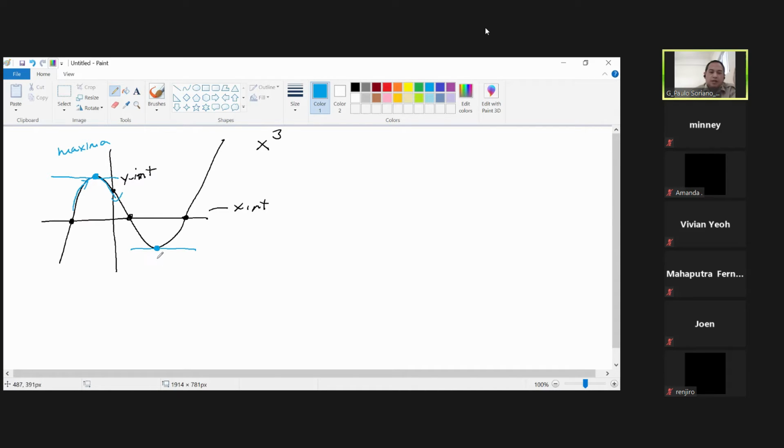Now, the other turning point is called a minima. If you check the left side of this turning point using your first derivative test and this point is decreasing, and then this point becomes increasing.